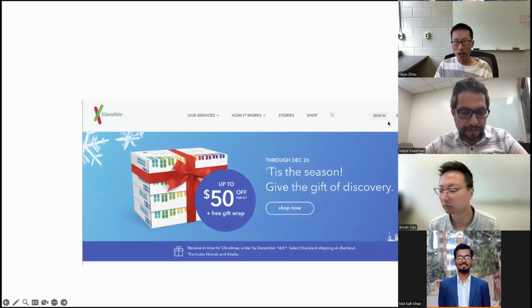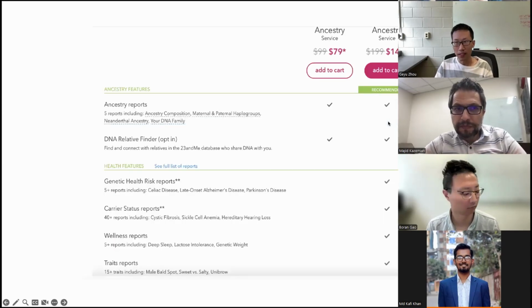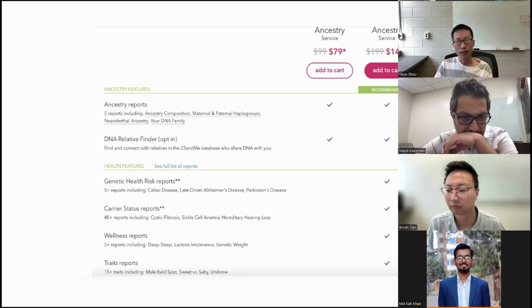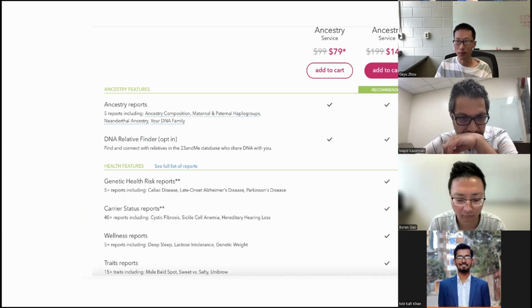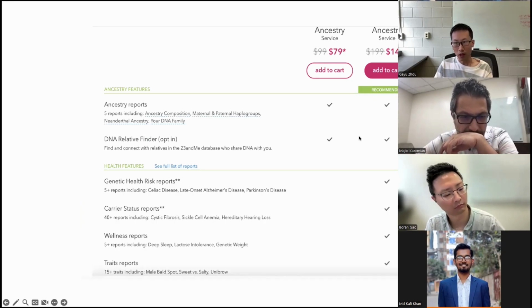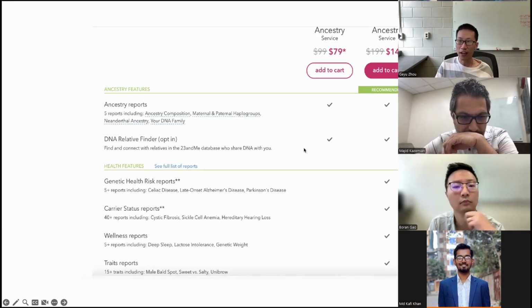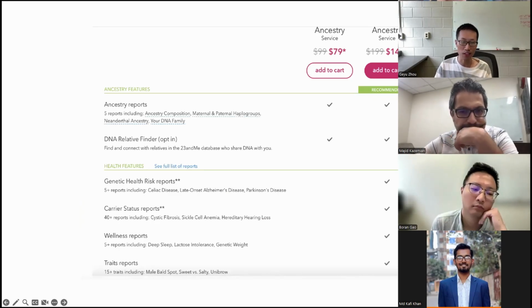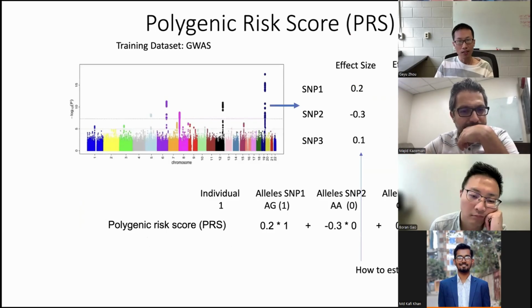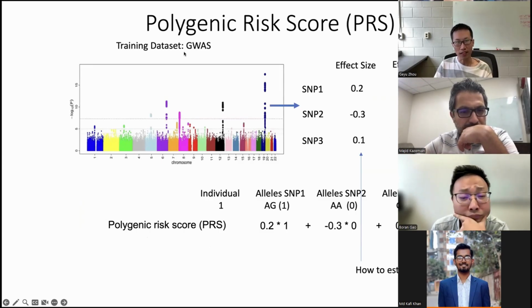And indeed, there are companies like 23andMe and Ancestry. They are very excited about this kind of prediction and actually offer commercial services to do this. And today, I'm going to mainly talk about how we are able to construct such a prediction model. So one simple approach is we start with results from the GWAS data and use it as a training data set to construct a model.